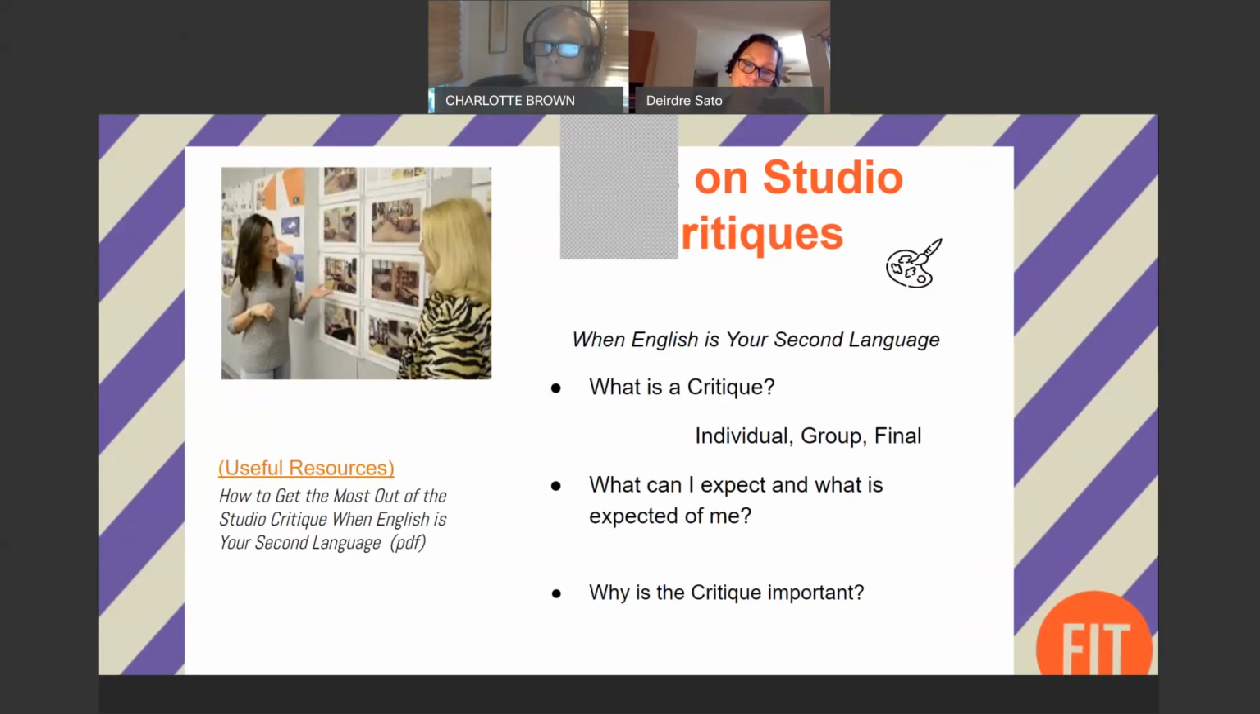Critiques take several forms. Students may be asked to discuss their project individually with their professor, or they may present their work to the whole class, which is called a group critique. Even if there are not a lot of critiques in a particular class, at the end of the semester, there is generally a critique of final projects. Since critiques are such an important part of the creative and studio classes, I wanted to take a few minutes to discuss what you might encounter in a critique and what your professor may expect of you.